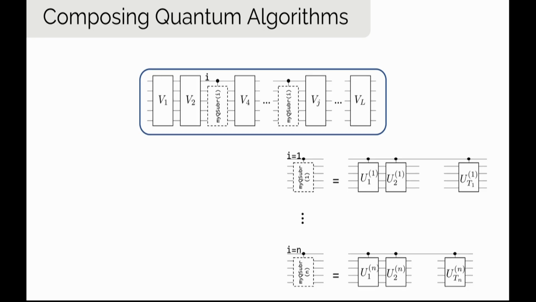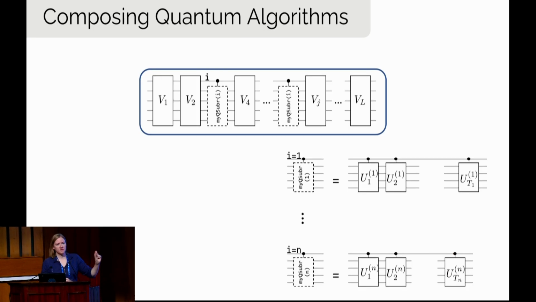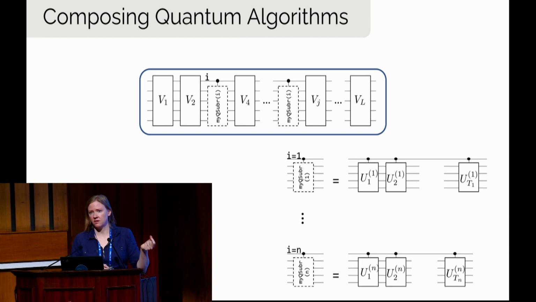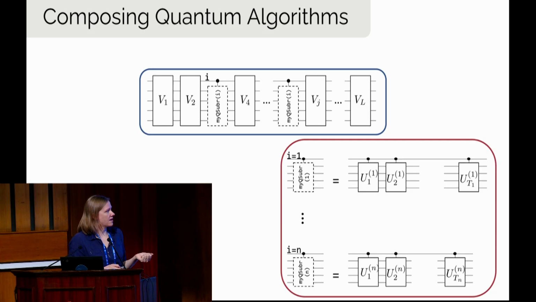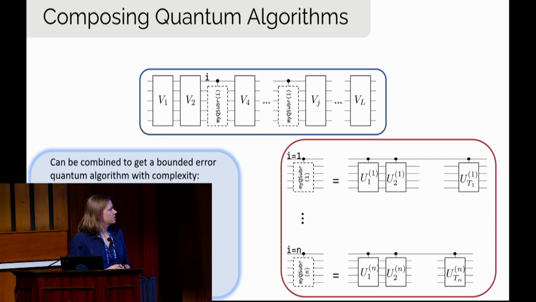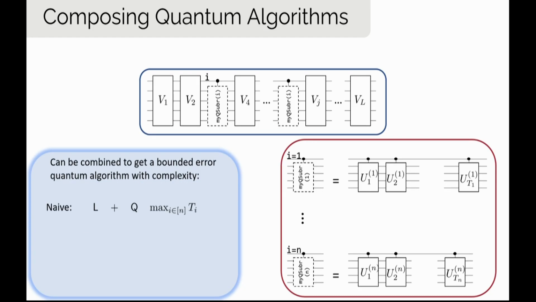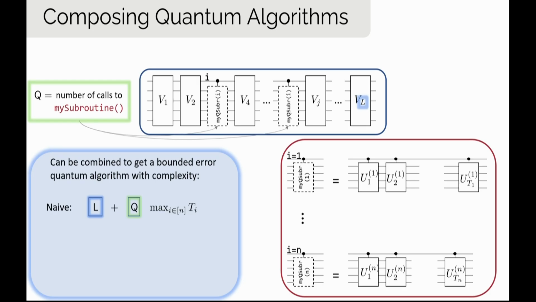If you have any outer algorithm that calls a subroutine controlled on some wire that contains some I that could be between 1 and n, and then for each value of I, you have a circuit that implements that subroutine. If you naively combine these using circuit composition, then the best you could get is this complexity, where L is the number of steps of the outer algorithm, Q is the number of subroutine calls made by the outer algorithm, and Ti is the running time of the ith subroutine.